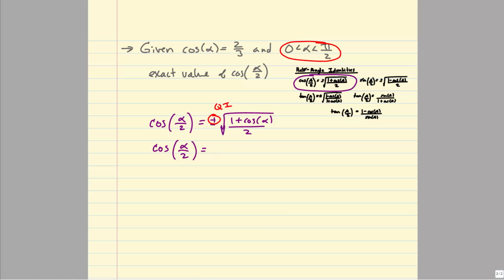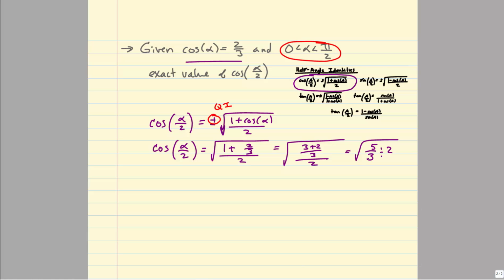Now this square root sign, I should be careful how I write that. That goes completely over the numerator and denominator. It's not just in the numerator. So this would be 1 plus the cosine of alpha. Oh wait, but they told us what the cosine of alpha was. It's right up here. It's 2/3. And this is over 2. So this would be 3 plus 2 over 3 after I find a common denominator all over 2. So this would be 5/3 divided by 2.